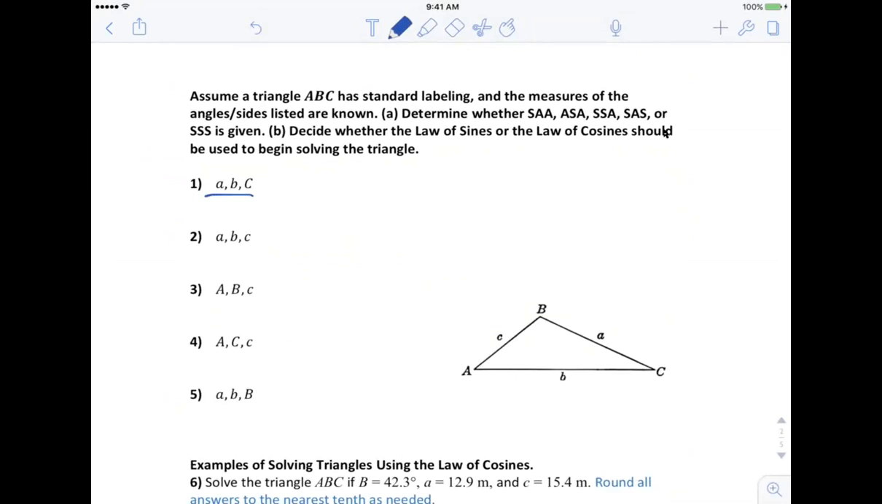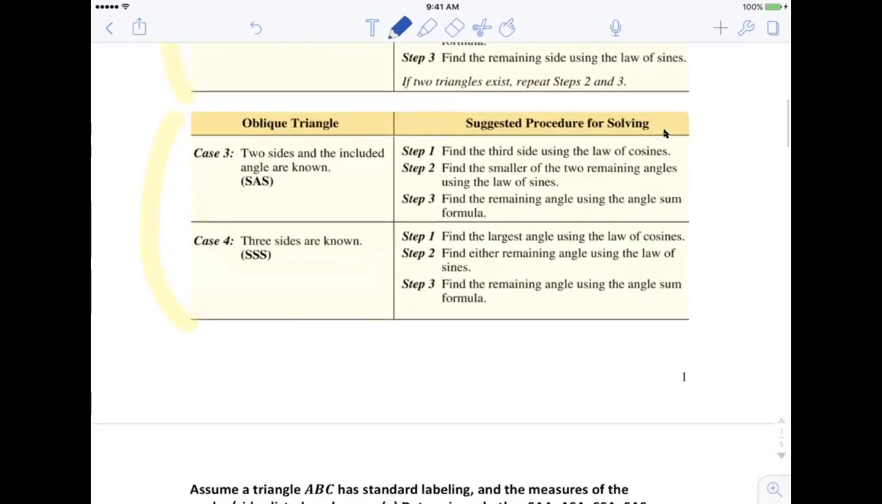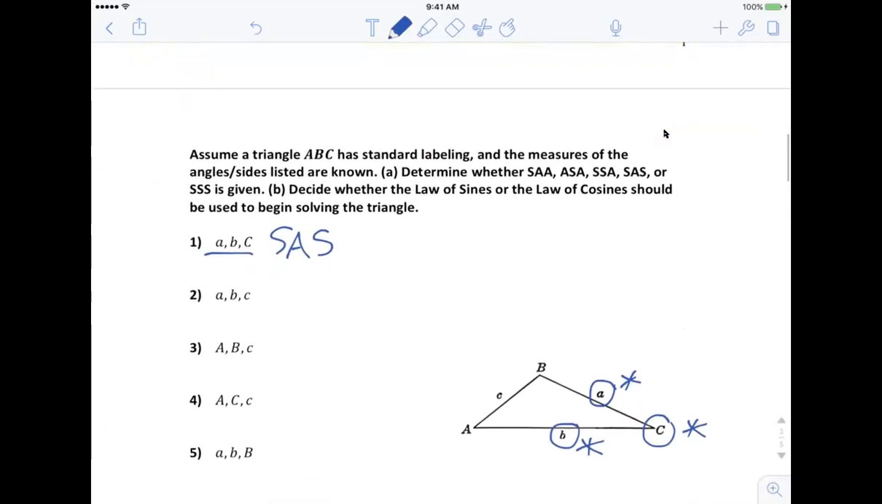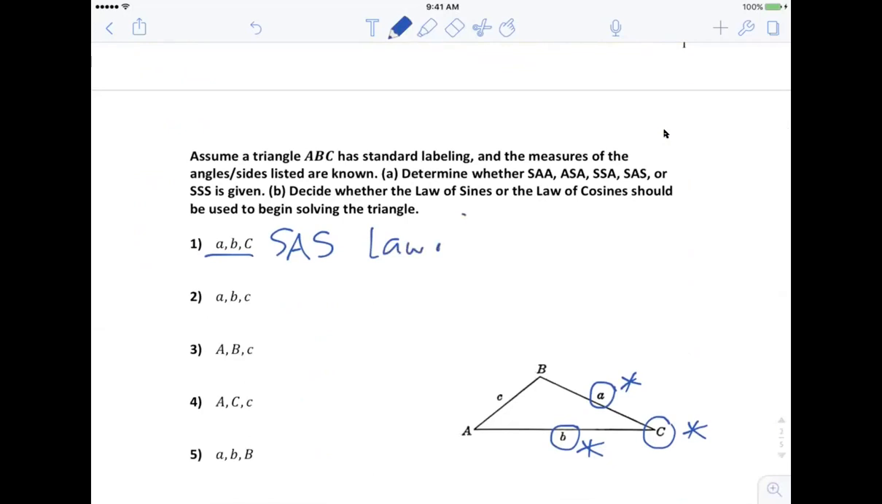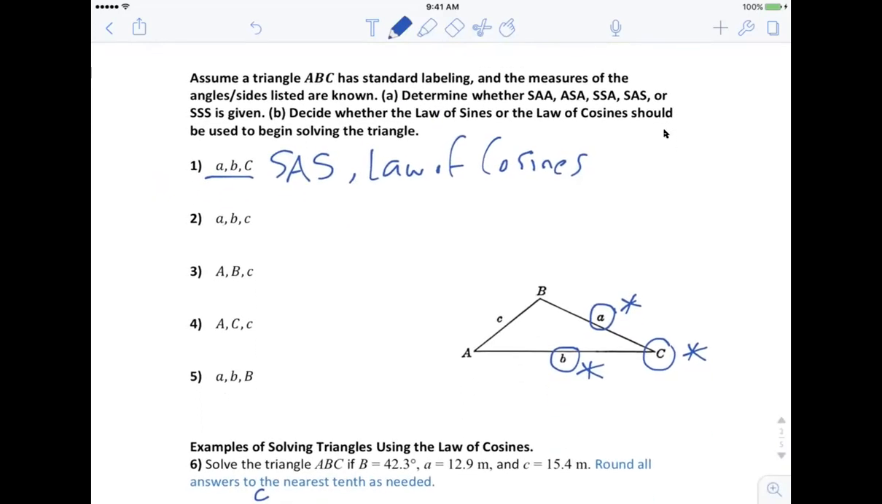Here's a little triangle that's useful. We know those 3 things. Notice you know side, then an angle, and then a side. That's side angle side, SAS. And anytime it's SAS, that's case 3, which you start by using the law of cosines. That's all we're doing: practicing what case you have and what the law is.